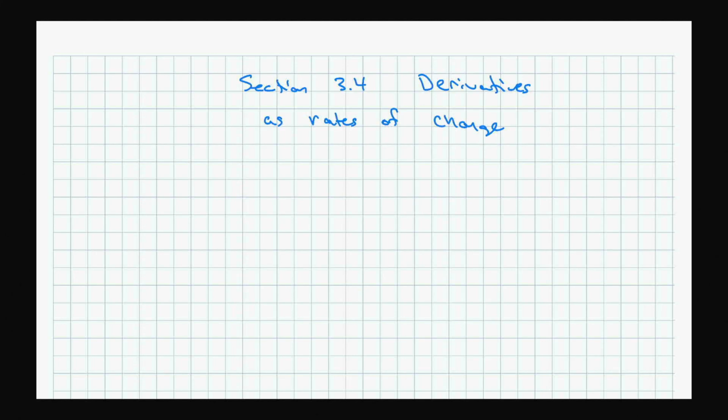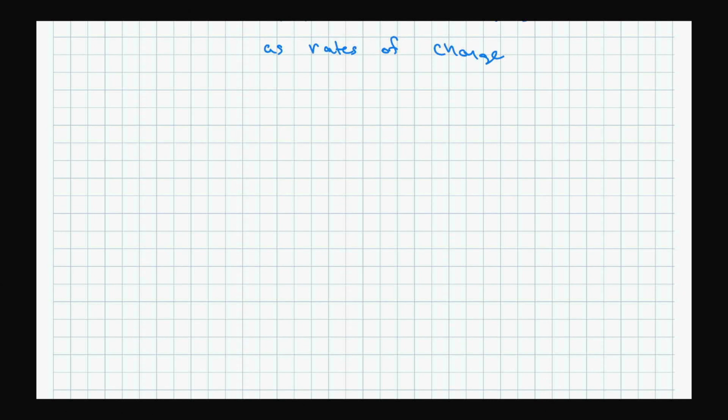Hello, everybody. So what we're going to be looking at today is section 3.4 in your book, which is derivatives as rates of change. Now, we already covered basically everything in here that is on your homework in an earlier section, but I didn't have a video for this section, so we're going to put it up here. So let's go ahead and get started.